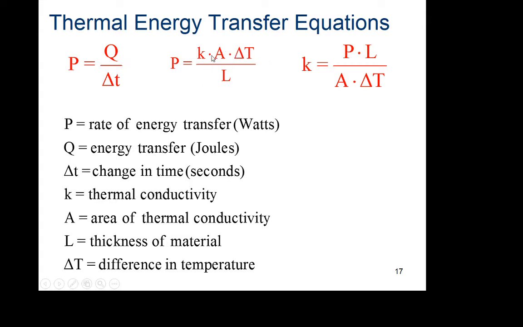Another way to calculate this, we could use K, which is the thermal conductivity, how well something conducts energy, times the area, and the change in temperature, and then we divide that by the thickness of the material. So this and this are basically the same thing. They're just different ways to calculate it. And then we could solve for thermal conductivity essentially by rearranging the equation to this over here.